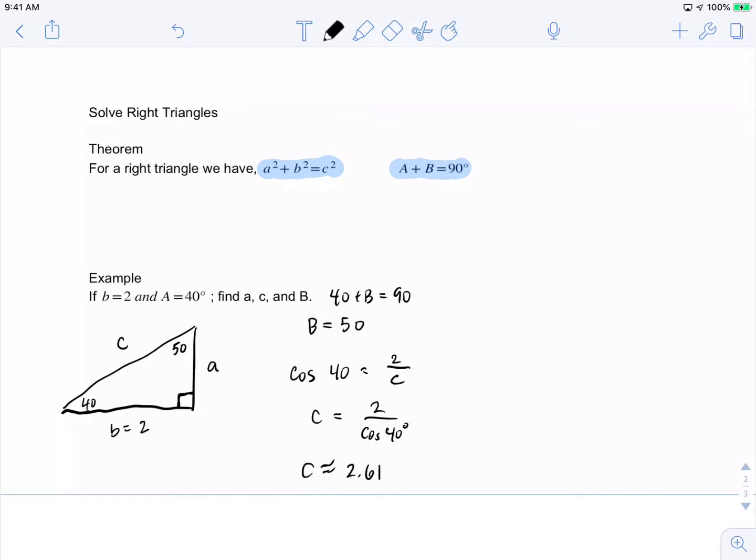So when you guys are doing this, remember you're in degrees for these because we're talking about degrees. If I had it in radians, then you would do it in terms of radians.